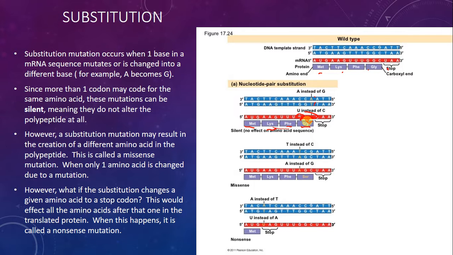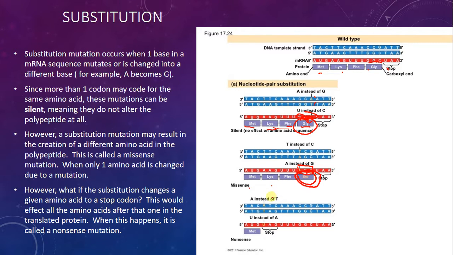Sometimes, though, a substitution can result in the creation of a different amino acid. For example, here we have replaced C with T. So now we get a codon that is AGC instead of GGC. And this is going to be the codon that codes for serine in translation instead of glycine. And now we have what's called a missense mutation. We've only changed one amino acid in our amino acid sequence.